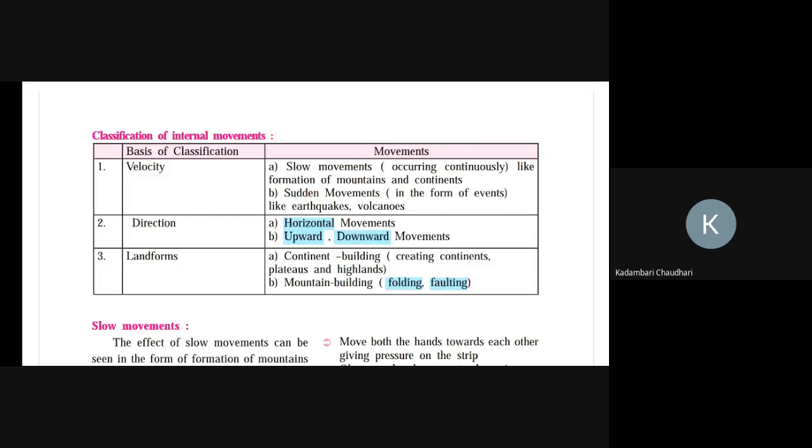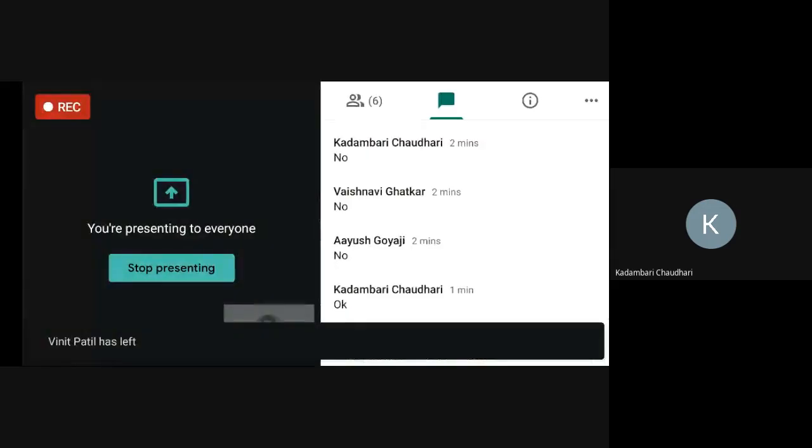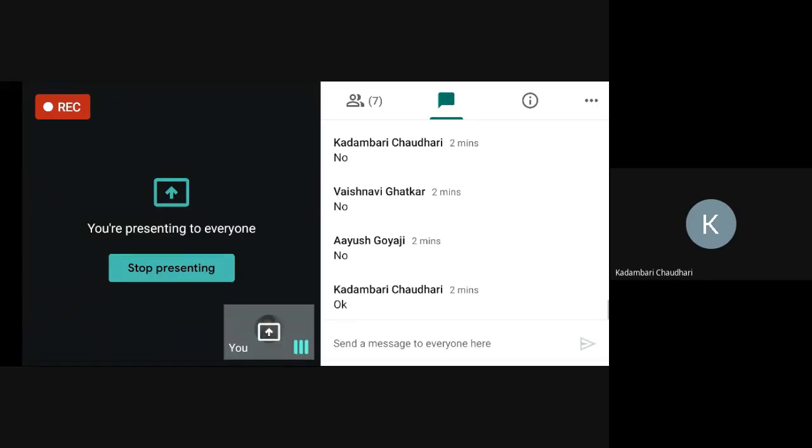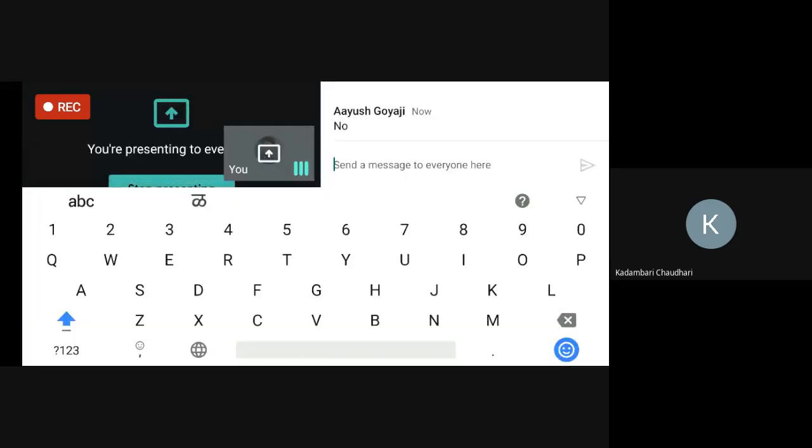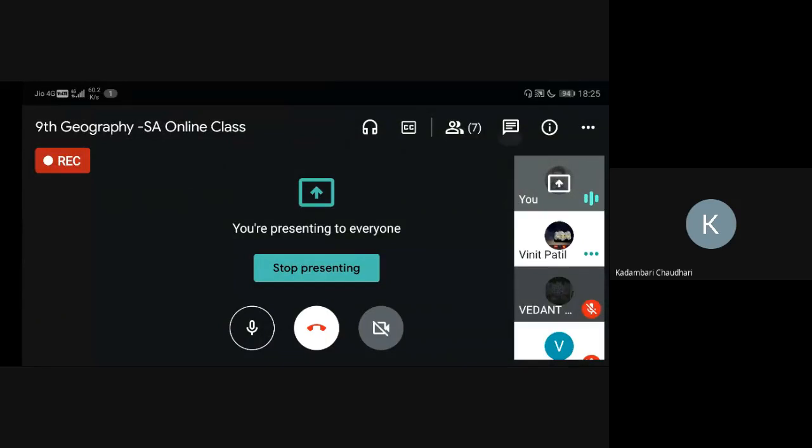Do you know that the height of the Everest is continuously increasing by some centimeters every year? Do you know this fact? Okay, Ayush, okay, did not know. So basically, what is going on here?